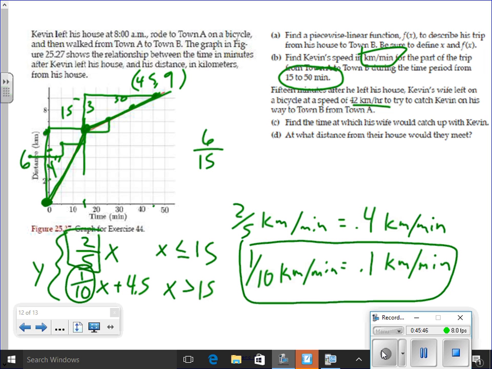And then 15 minutes after he left his house, Kevin's wife left on a bicycle at a speed of 42 kilometers per hour to try to catch Kevin on his way to town B from town A. When will she catch up with him? How far away will they be?